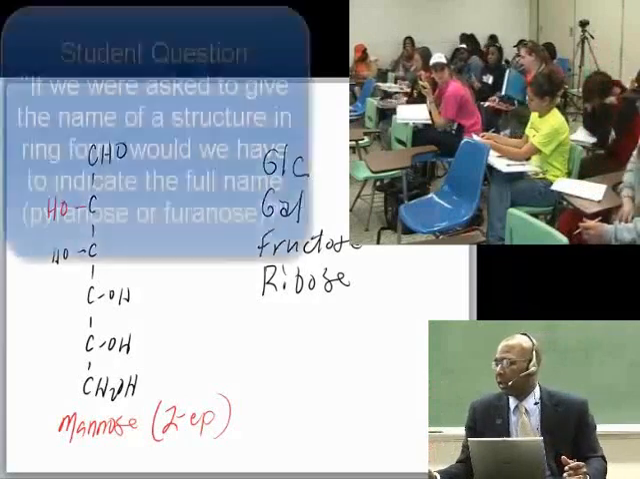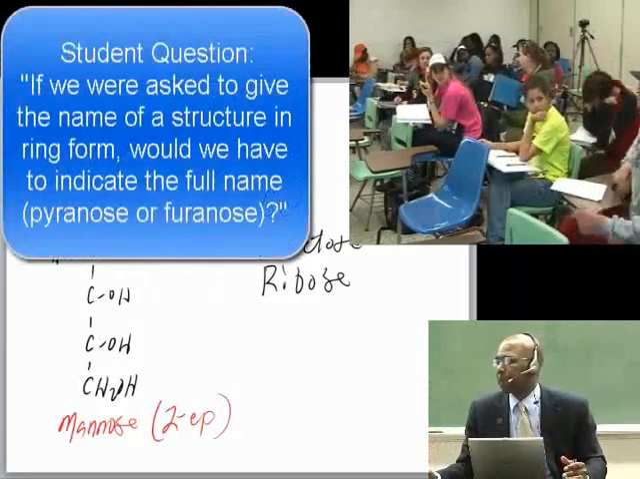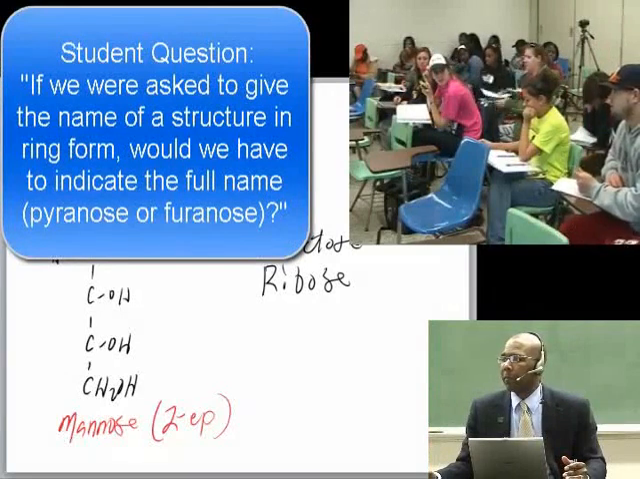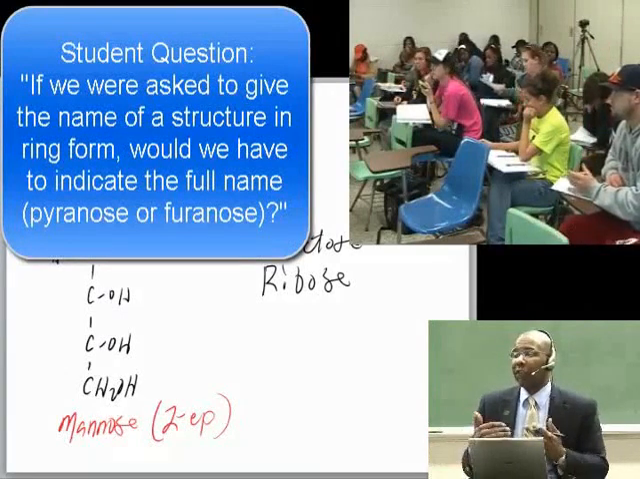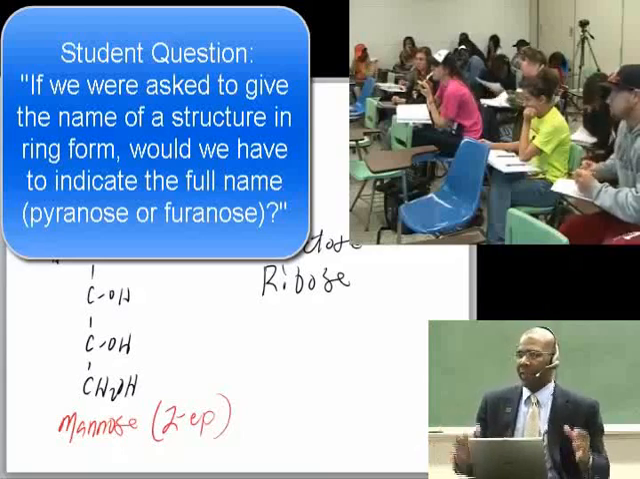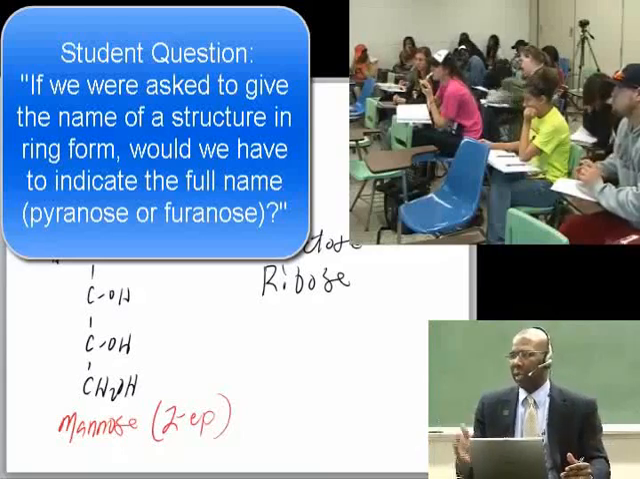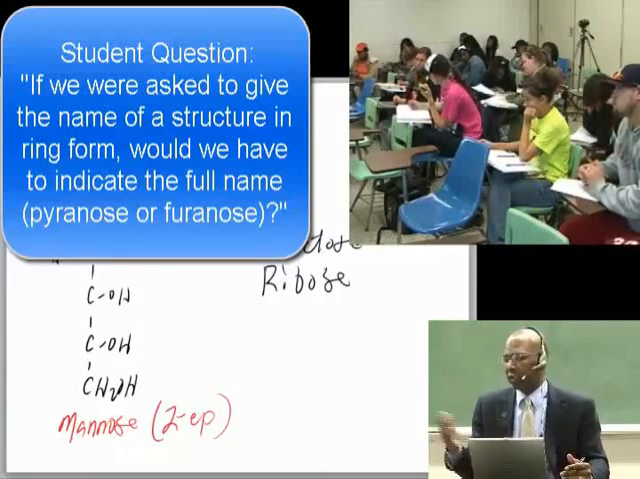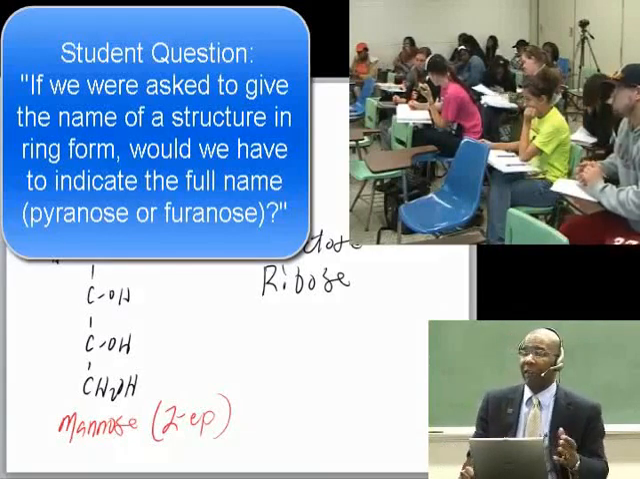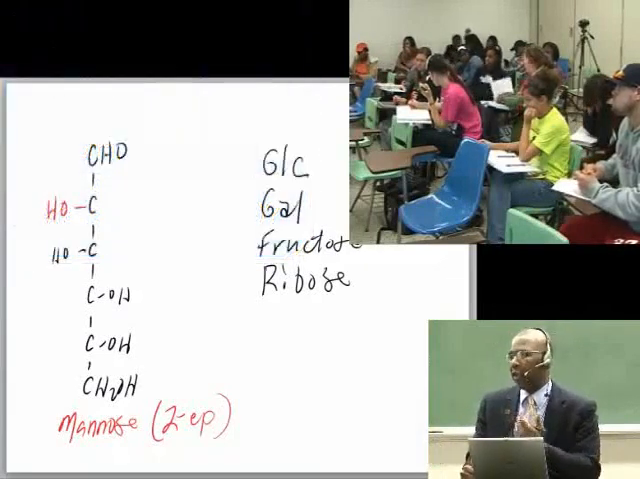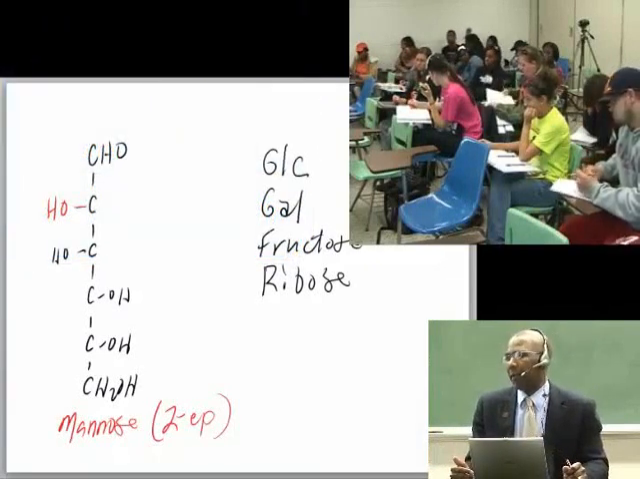Question? If you want to draw something like the ring form, do we have to say pyranose or furanose? Only if I asked you to give me the whole name would you have to. If I gave you a structure and I said, give me the complete name of this, then you would say pyranose of this ring form. But if I want you to draw the ring form of something, then I would put into the question, glucopyranose.